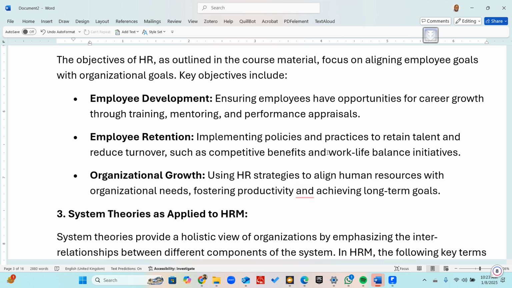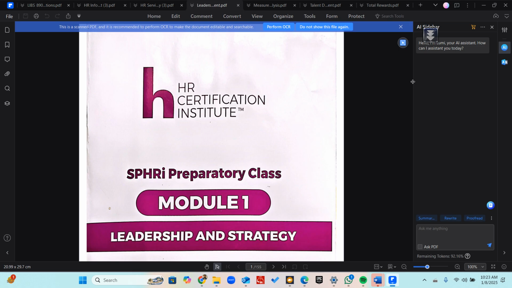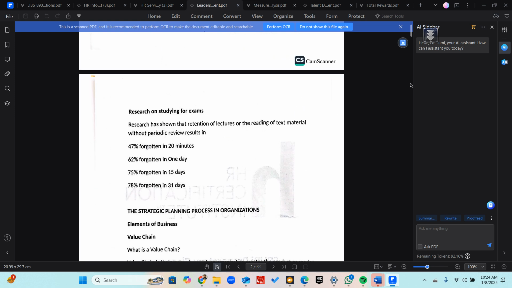Organizational growth, like we defined earlier on: the HR objective is focusing on aligning employee goals with organizational goals. So organizational growth here means using HR strategies to align human resources with organizational needs, fostering productivity and achieving long-term goals. This is under leadership and strategy. So when you have the correct HR strategies, you'll be able to align the human resources you have to meet the organizational needs. What takes care of this is what we call leadership and strategy in HR. That's why it's very important.